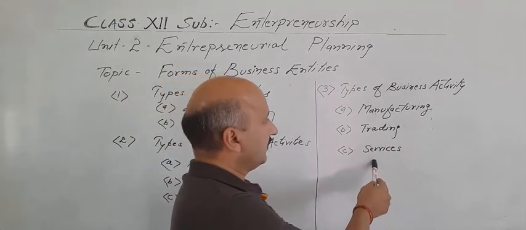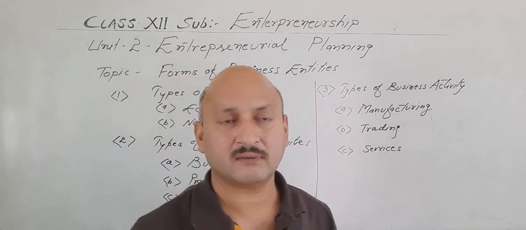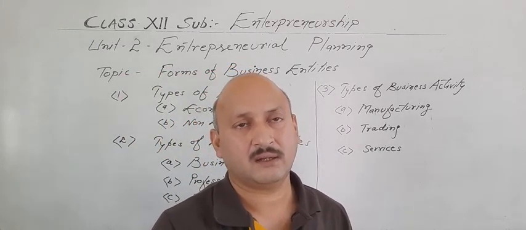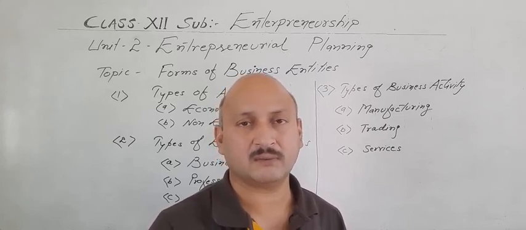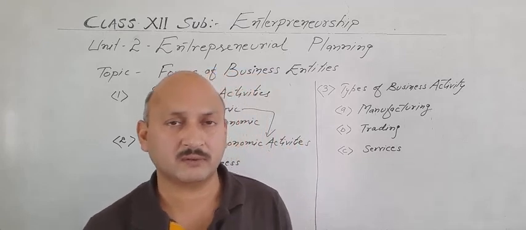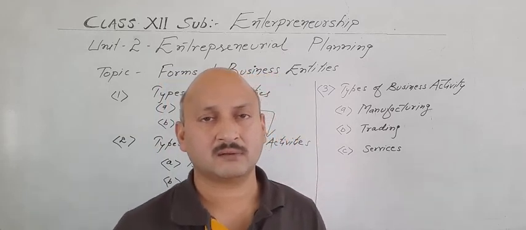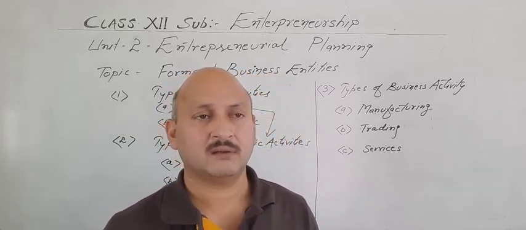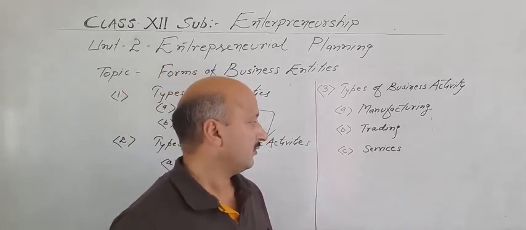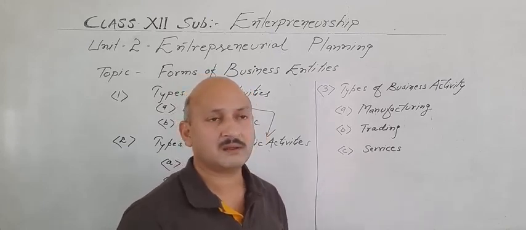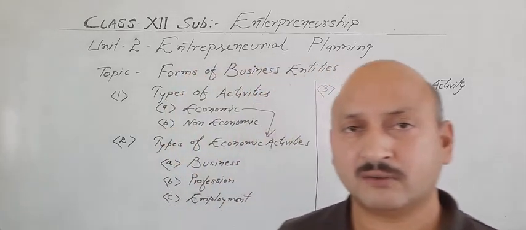And last type is services. In services, we have to provide certain services instead of goods, and the service sector is increasing very fast nowadays. So it includes insurance, banking, warehousing, transportation, hotel industry, tourism industry. Anything which has the feature of services can be categorized in this head. So this is the basic introduction.